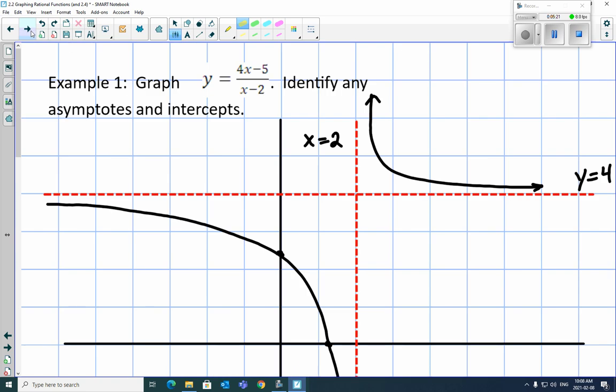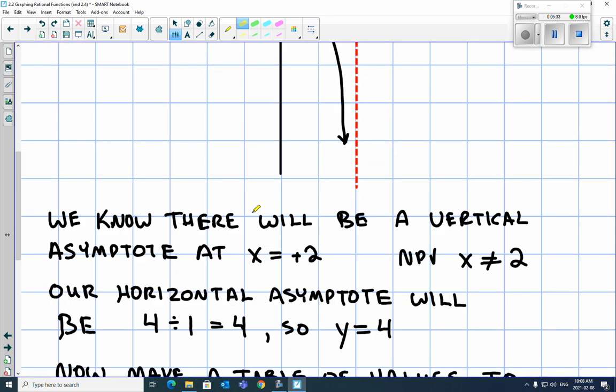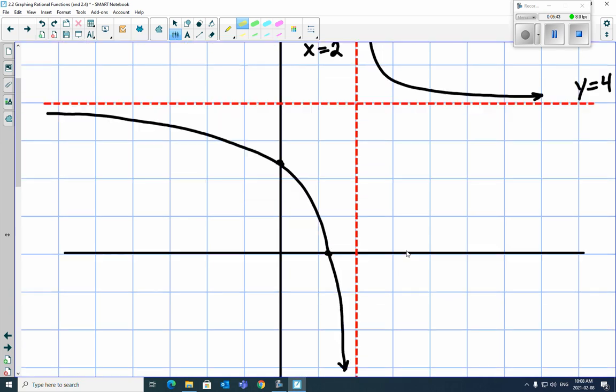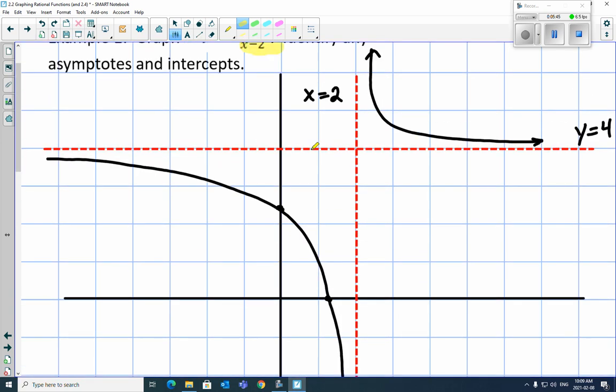Graph y equals 4x minus 5 over x minus 2, and identify any asymptotes and intercepts. So here's some cool things. We have x minus 2. So we know there will be a vertical asymptote at x equals positive 2 because our NPV, our non-permissible value, is at x equals 2. Because if we plug 2 into the denominator, it's going to equal 0. So there is our vertical asymptote. That's from grade 11. That hasn't changed. That's the standard way to do stuff.